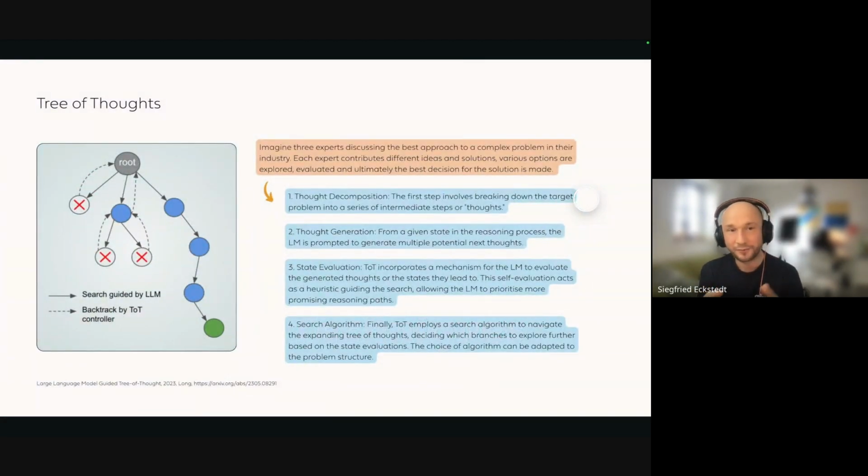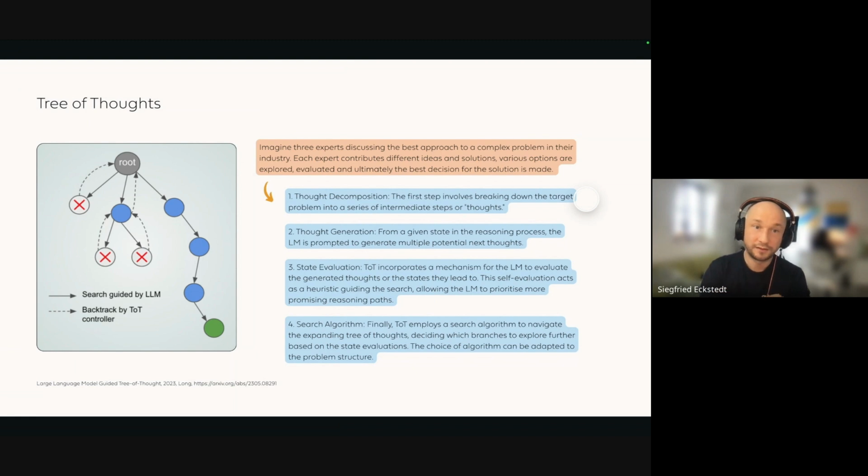What is it about? Basically, you can picture this in a way that you can imagine three experts pondering about the best approach to solve a complex problem. And each expert contributes a different idea, and there are various options that are being explored and evaluated, and only the best options would be further discussed, and there is something like an iteration, discussion goes on, and the circle arrives at the best decision.